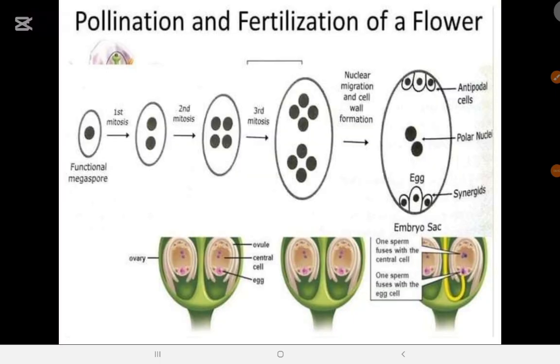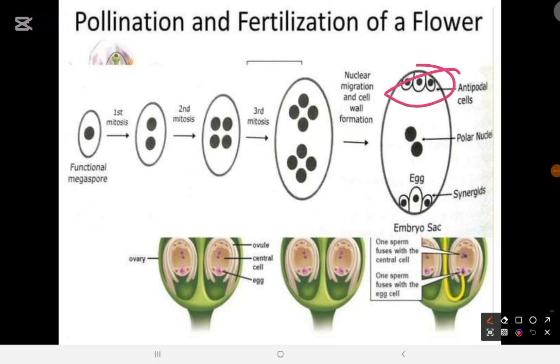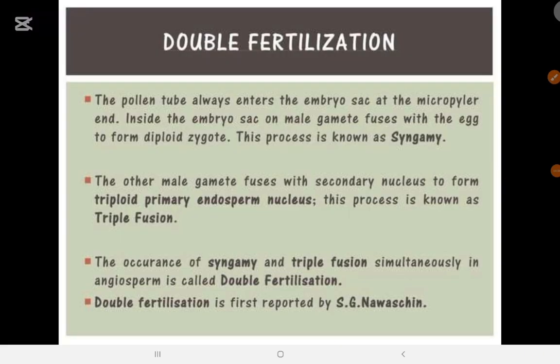So the same process as shown here. And then I said the antipodal cells are the cells whose functions are not yet known to botanists. Is that okay? Now, double fertilization is the process. That process of fertilization in plants, in the flower, is called double fertilization.